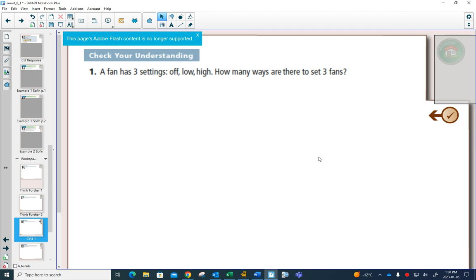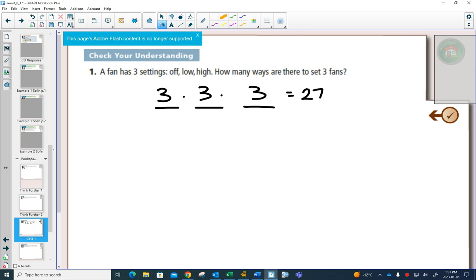Okay? What we're going to do with this, we're going to use the shortcut first because it makes it really quick. We could say that you would have 3 decisions to make. You've set up your 3 fans in your room. You have fan number 1, fan number 2, and fan number 3. And in fan number 1, you have 3 choices. You could have it off, you could have it on low, or you could have it on high. Right? Fan number 2, 3 choices. Fan number 3, 3 choices.